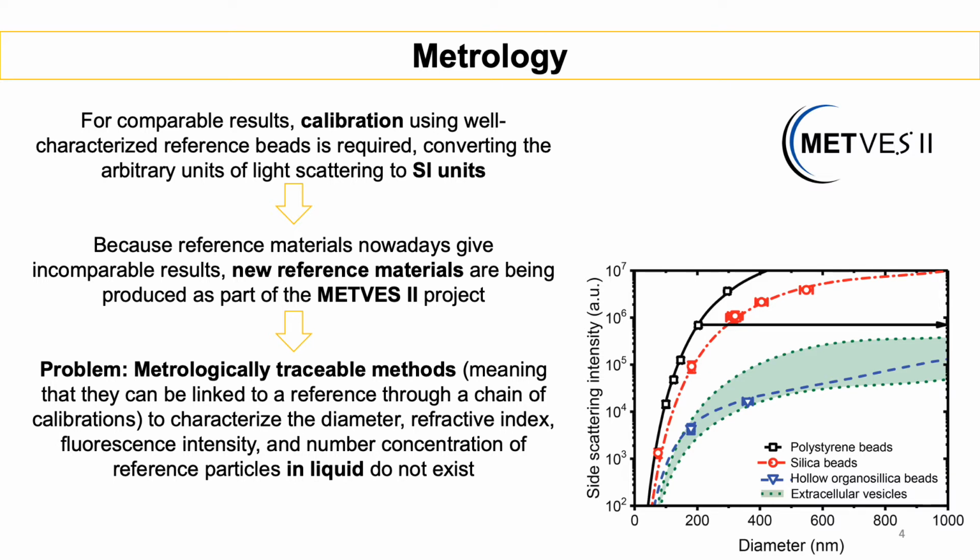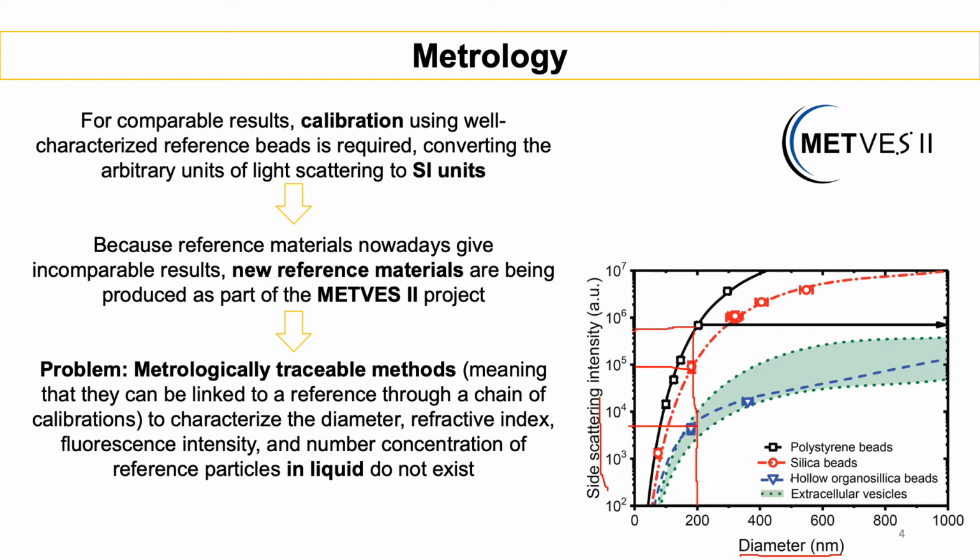The flow cytometer needs to be calibrated using well-characterized reference beads, such that the arbitrary units of scattering, in the figure shown on the y-axis, can be linked to SI units, such as meter, shown on the x-axis. Current reference materials, such as polystyrene beads and silica, don't give the same scattering intensities for a 200 nanometer particle as extracellular vesicles do. It is completely different in their scattering intensity.